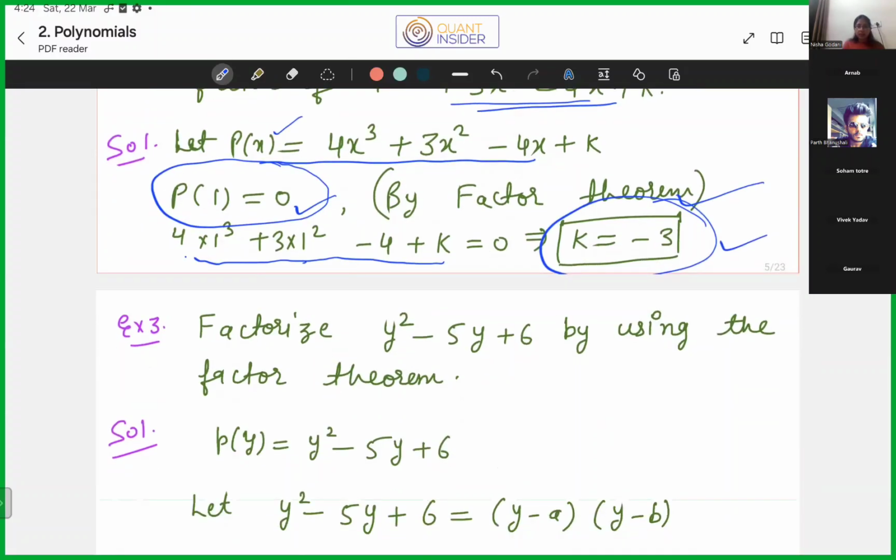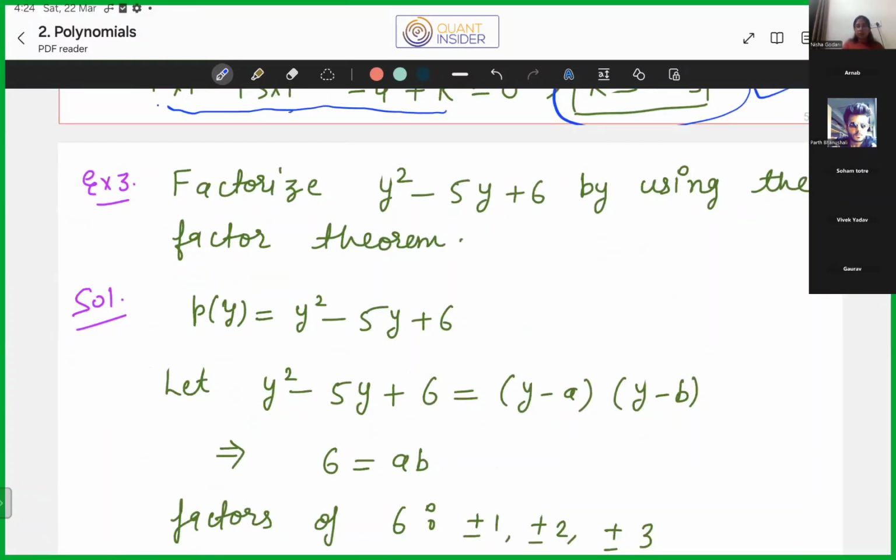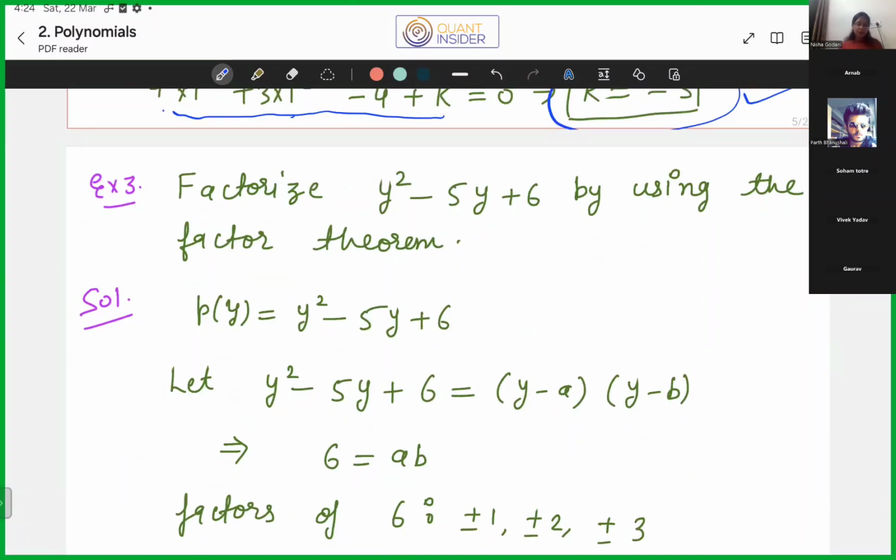Now move to the next question. Factorize this by using the factor theorem. Okay. So what is this theorem saying? According to this theorem, we have to find the factors. But it is a polynomial of degree 2, so first, there will be two factors. Suppose these factors are y minus a and y minus b, and here the variable is y. That is why I have written it equal to y minus a and y minus b.